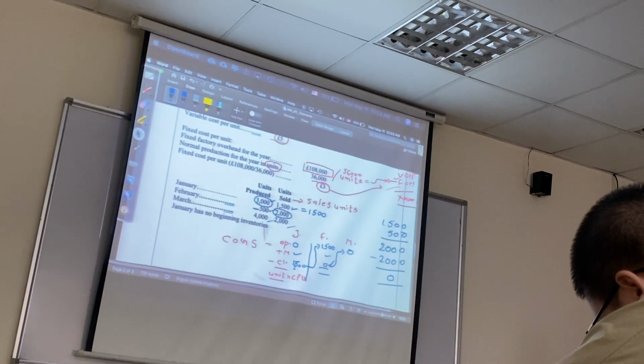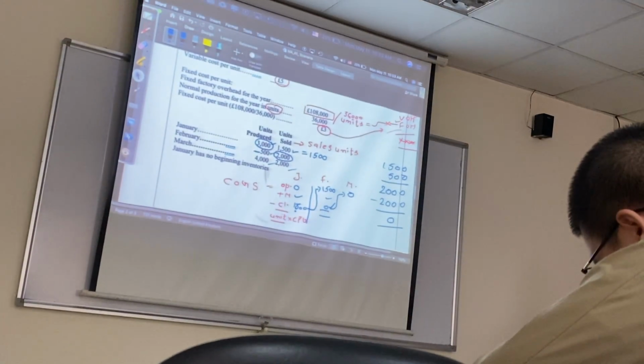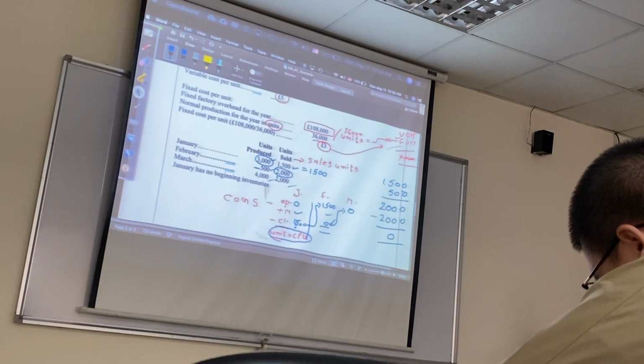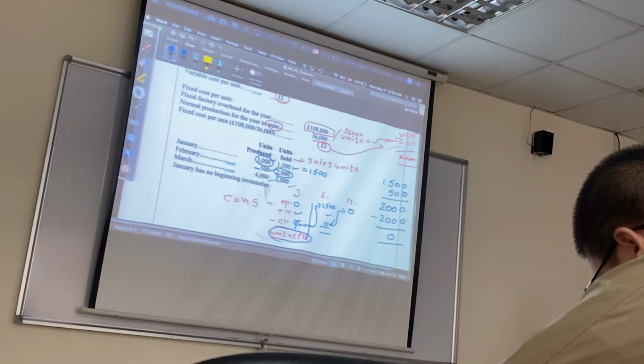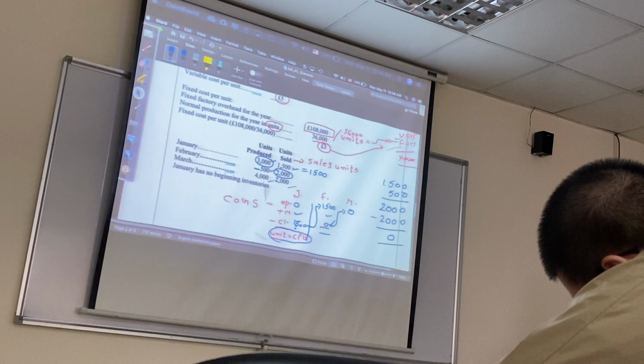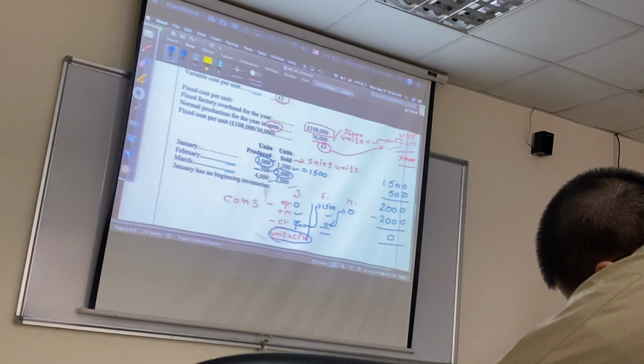Alright? Understand? So cost per unit will be the same for January, February and March because direct material, labor, overheads will be the same because it's manufacturing. Alright? Yes or no? Say something. Did you get it?